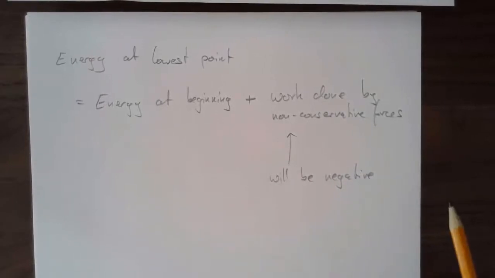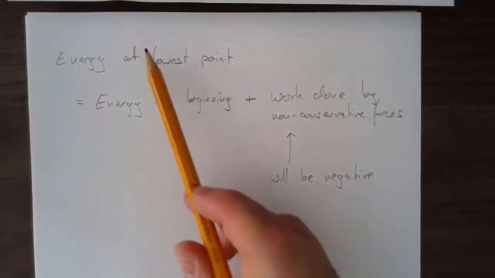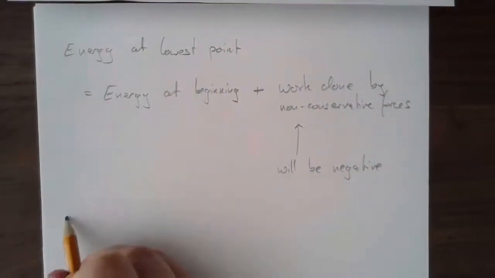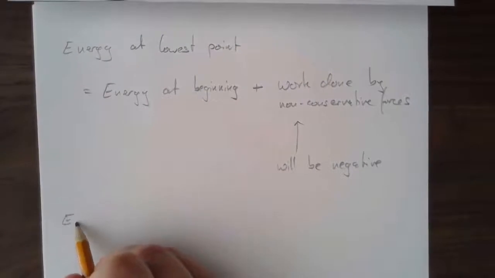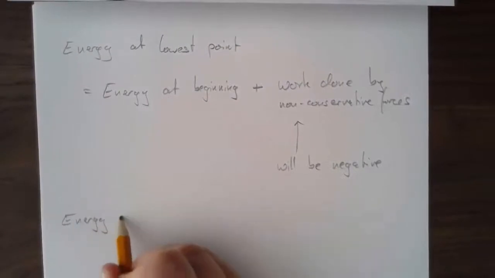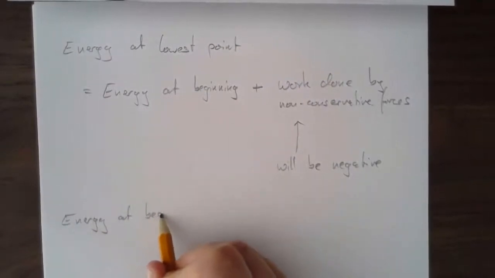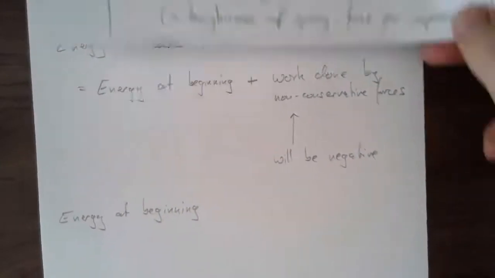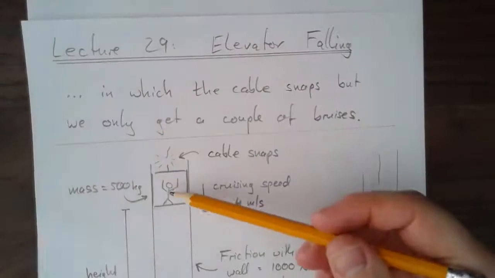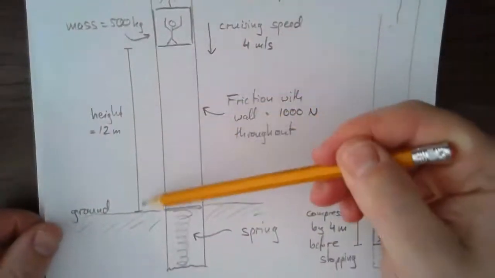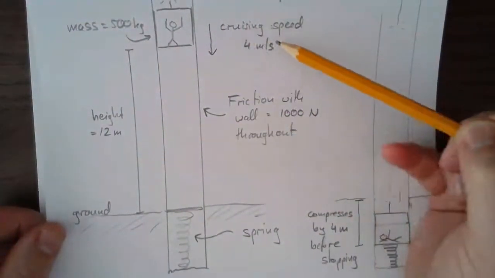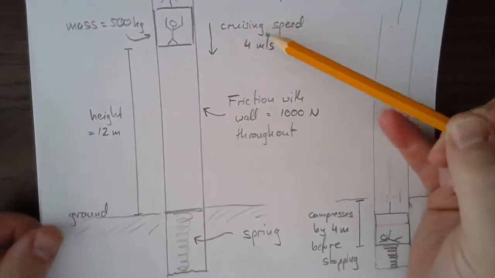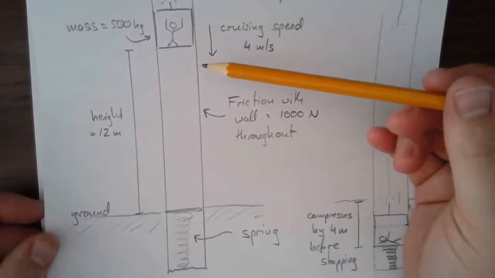All right, so let's start by looking at those three terms separately. So the energy at the beginning. By beginning, I of course mean the instant the cable snaps. Let's go back to the picture. We are up here. We have a certain height above the ground, and we have a certain cruising speed. So the cruising speed is going to give me some kinetic energy. Then there's gravitational potential energy.